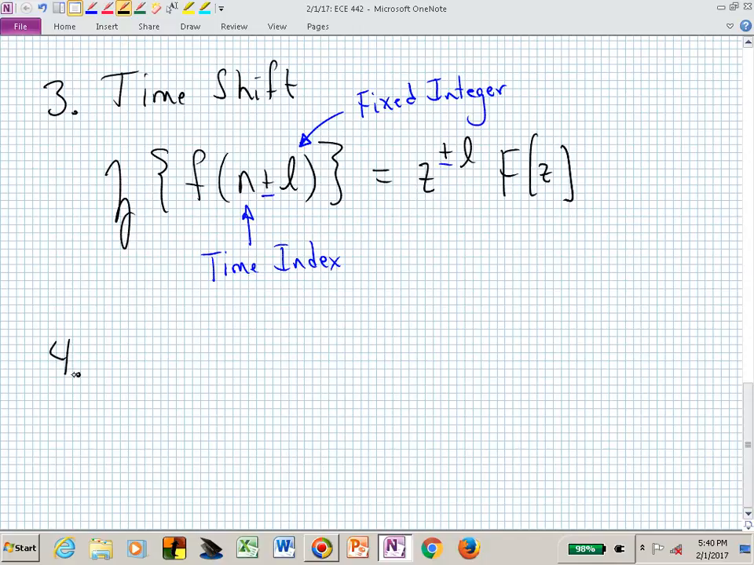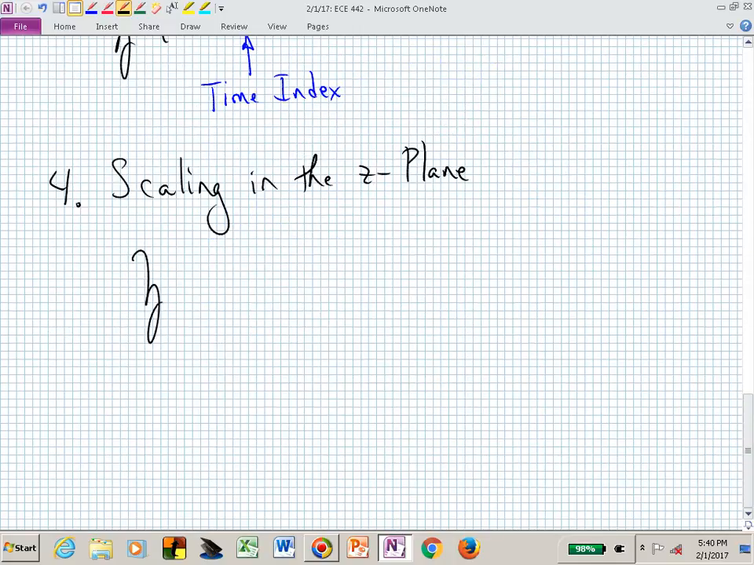Another theorem that might be useful is what we will call scaling in the Z-plane, which says that the Z-transform of r to the minus n times f of n, where we're weighting the original time domain waveform little f of n by some constant r raised to the minus n power, and n again is our time index, so that will scale f of n appropriately relative to the time sequence value little n, now becomes the Z-transform of f evaluated at r z, F of r z.